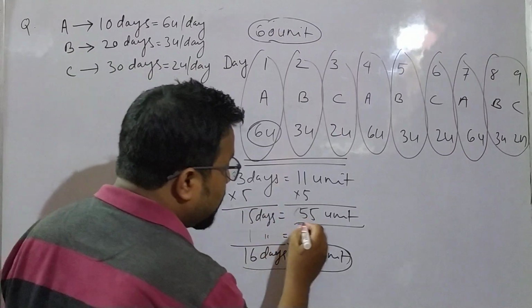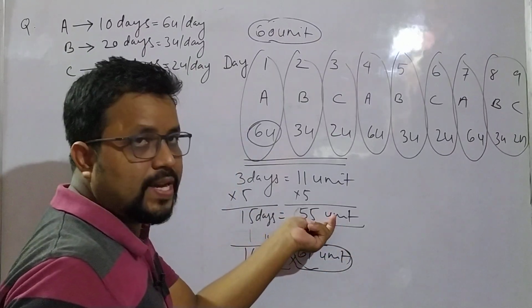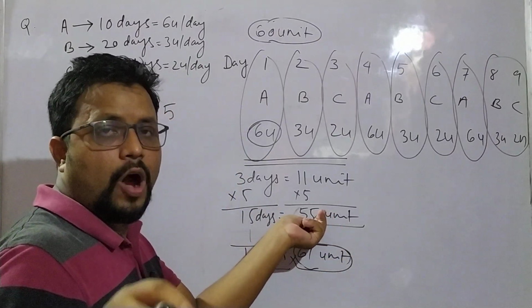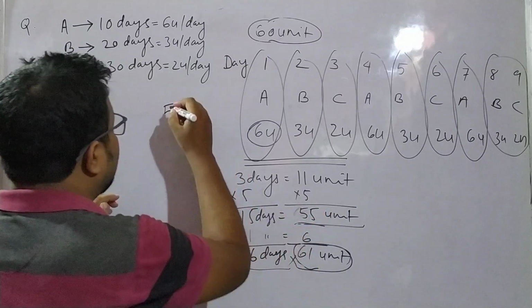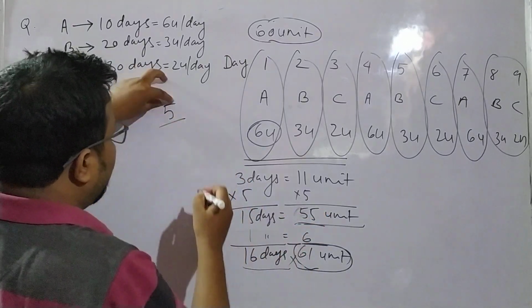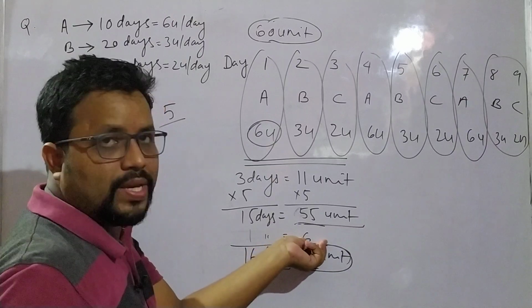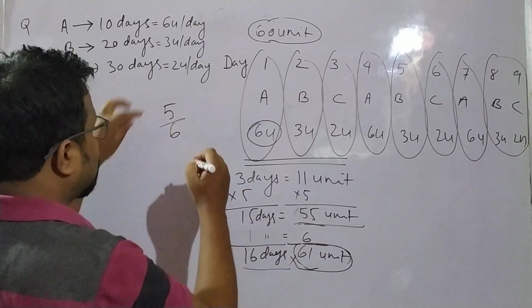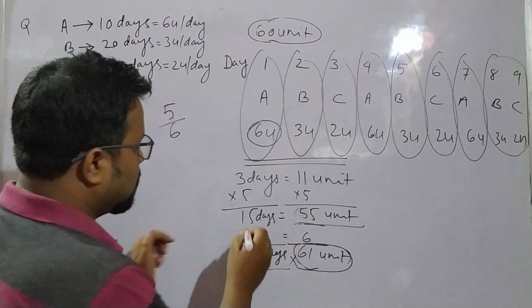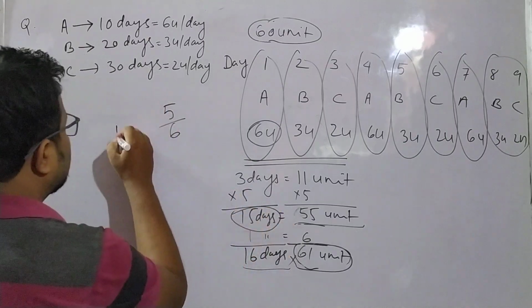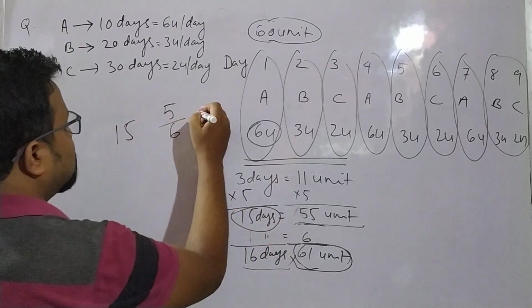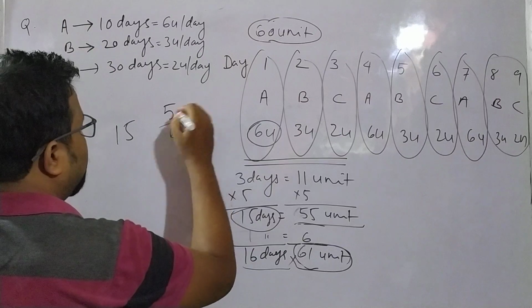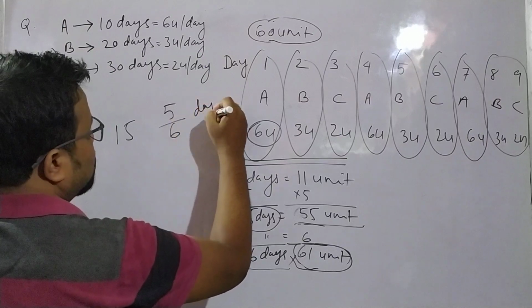The total is 55 units already. How much do we still need? 5 units. But how much is A doing? A is doing 6 units. So 5 by 6 of a day. So it is 15 days plus 5 by 6 days. This much days.